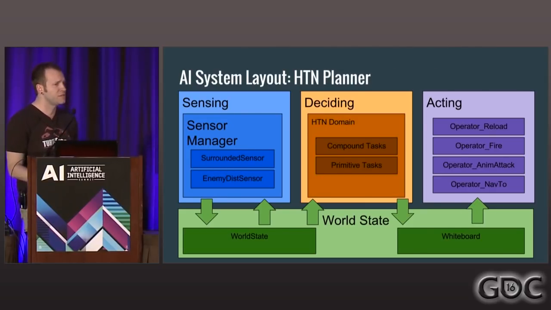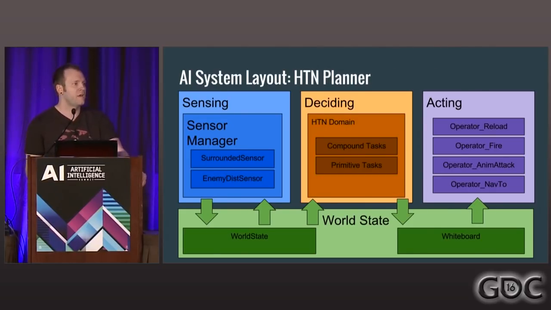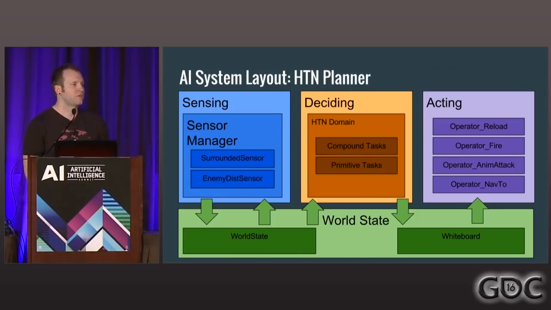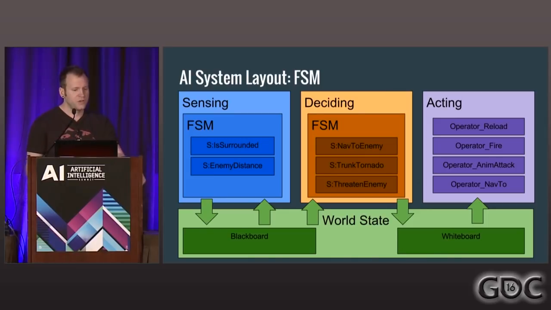If we're going to do this with an HTN planner, and very similarly a GOAP planner, sensing works the same. For our deciding, for our HTN domain, we'd have a different kind of structure here. Our compound tasks are going to help define the hierarchical structure of our domain, while the primitive tasks are going to help define the conditions and effects in order to run the acting operations. HTN uses operators, so the operators are all sitting in our acting side, and the data flow is going to work roughly the same. They actually use a world state, which is a very simple representation to do their planning.